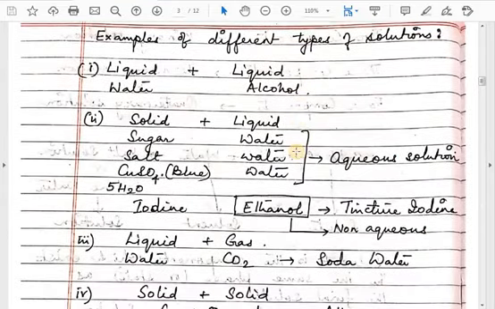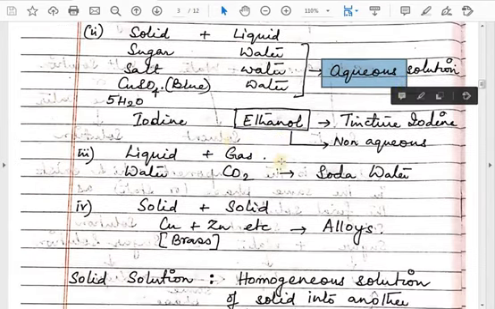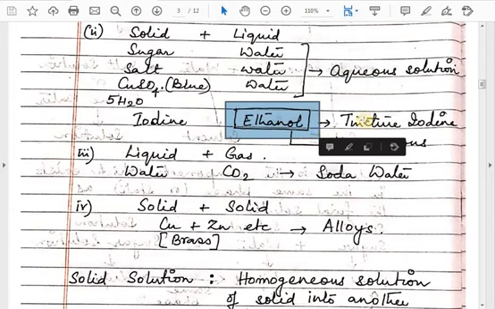Examples of different types of solutions: liquid plus liquid, water and alcohol. Solid plus liquid has enormous types of examples. You can see here the liquid is water, so these are called aqueous solutions, where the solvent is water. In the case of alcohol as a solvent, the solution is called tincture. This is also, in general, a non-aqueous solution, where you have some other material as the solvent.